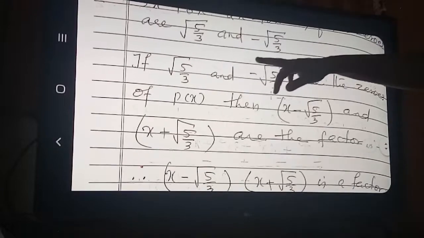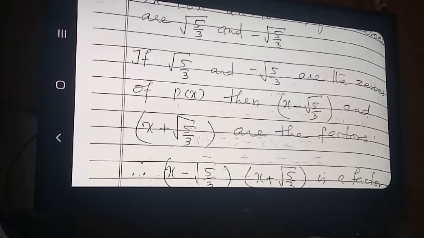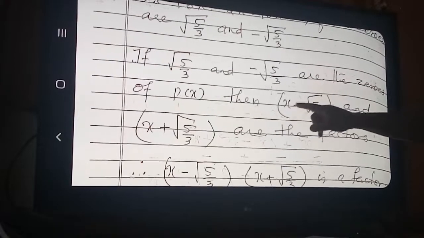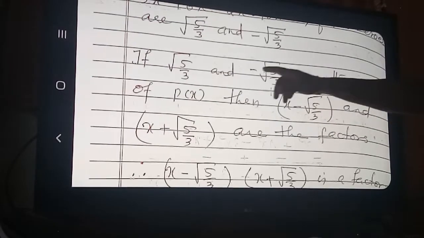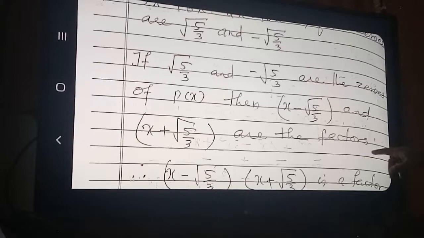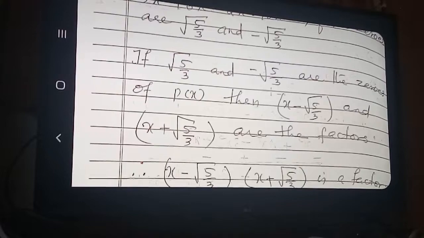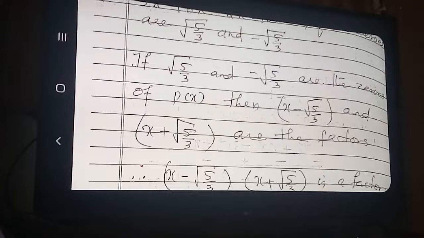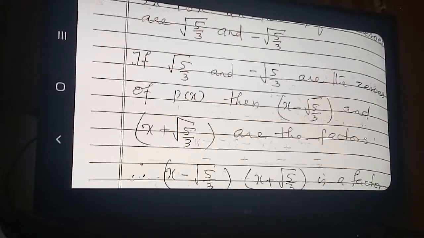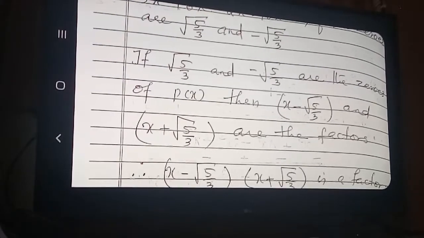See here. If root 5 by 3 and minus root 5 by 3 are the zeros of p of x, then what will happen? x minus root 5 by 3 and x plus root 5 by 3 are the factors. See, if 2 and 3 are factors of the number 12, very clearly their product, 2 into 3, is also a factor of 12. Once more, make it clear.